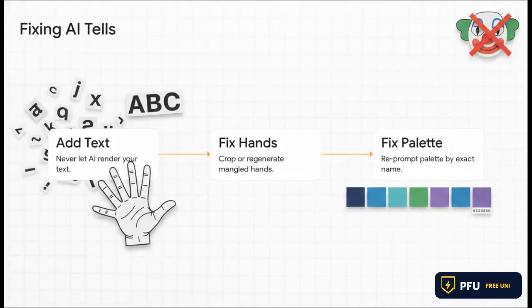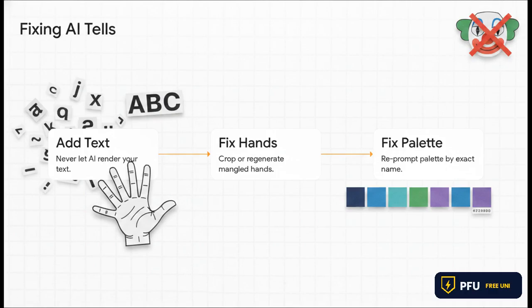But hold on. Before we finalize anything, we have to talk about quality control. To avoid getting clowned online, you always need to fix the 3 worst AI tells. First, never let the AI render your text, because it almost always spits out weird, baked-in alien gibberish. Always add the text yourself in a separate editing tool.